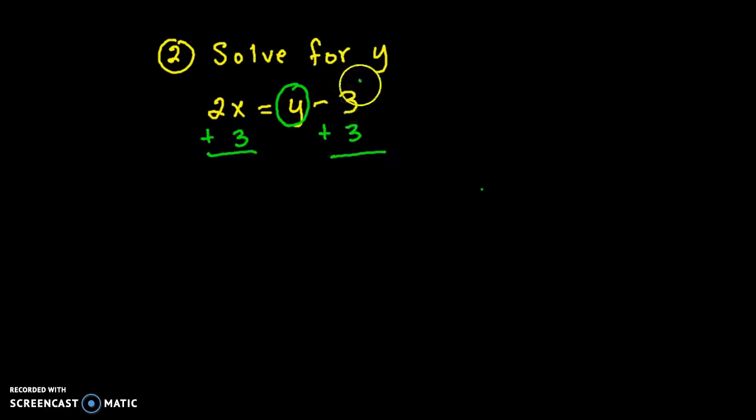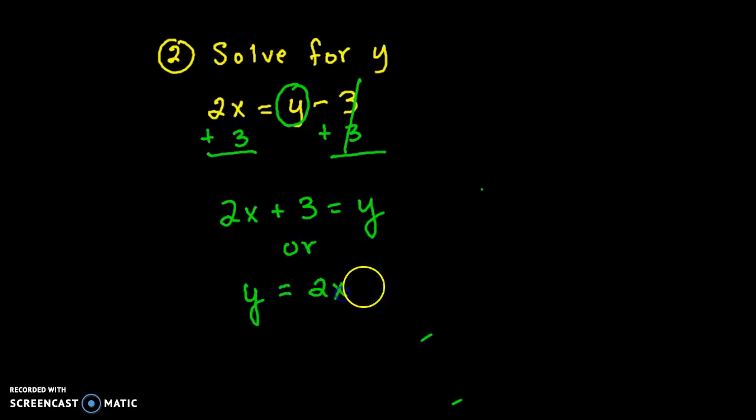Again, our 3's will cancel out. On the other side, we can't combine any terms because they're not like terms. So it's 2x plus 3 is equal to y. Now, I like my y to be on the left side, so I am going to rewrite it as y is equal to 2x plus 3. And that's my answer.